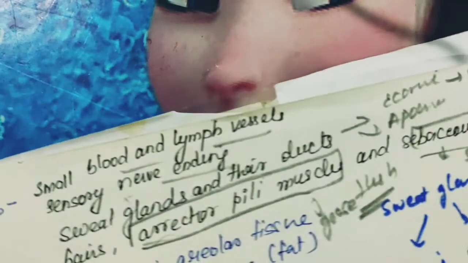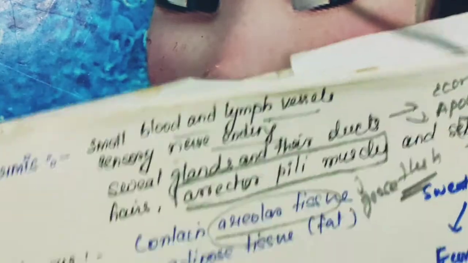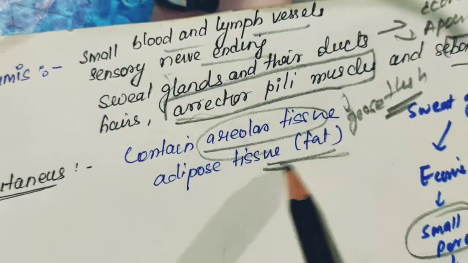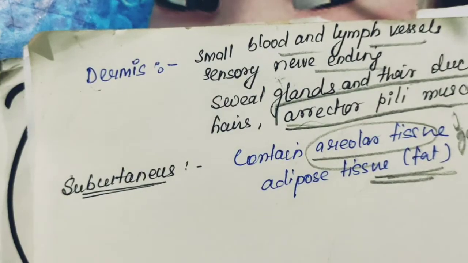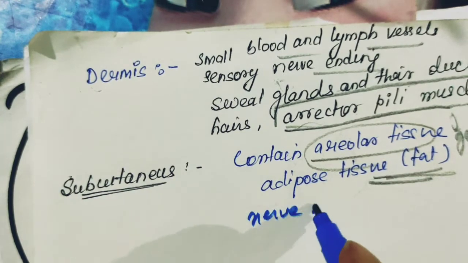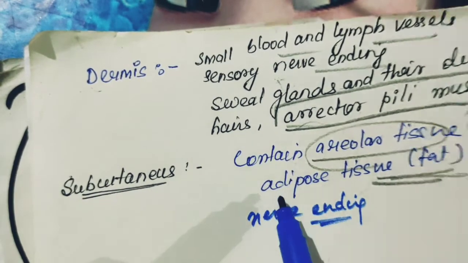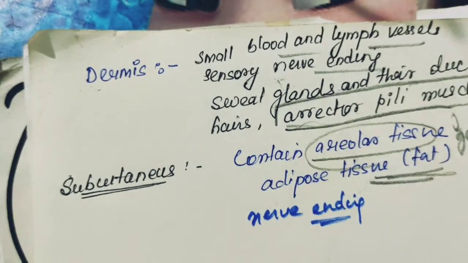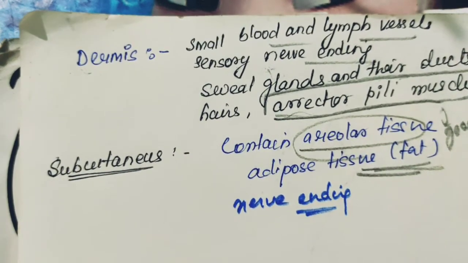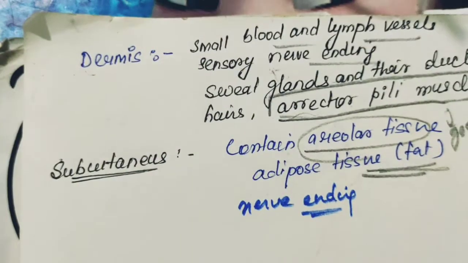The subcutaneous layer contains areolar tissue and adipose tissue, that is fat, and nerve endings. Generally the subcutaneous layer contains more adipose tissue, the fat, which, as I have already mentioned, helps in skin color, along with keratins. So these are the things.